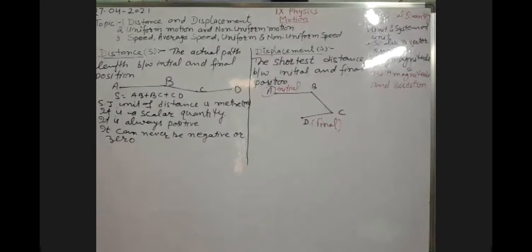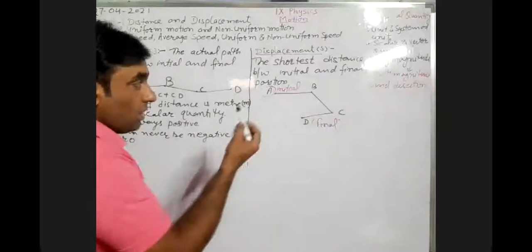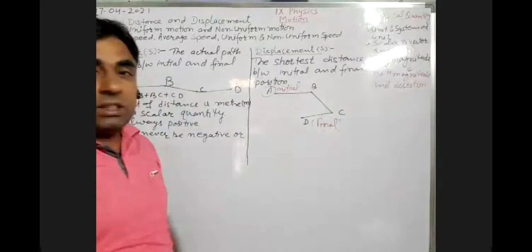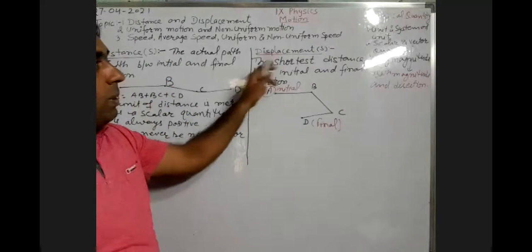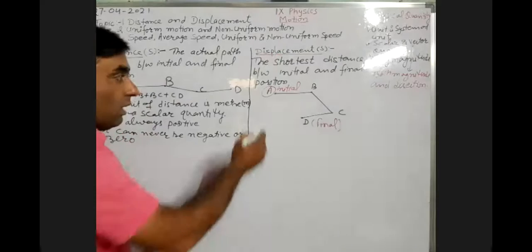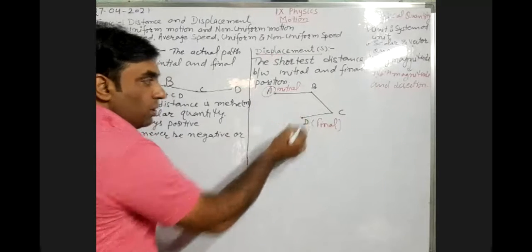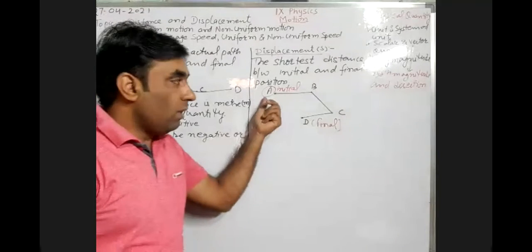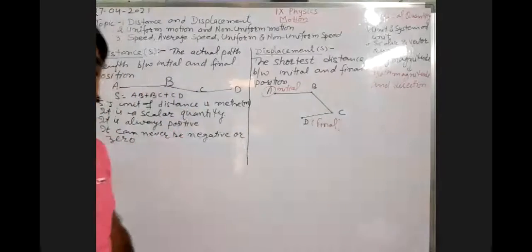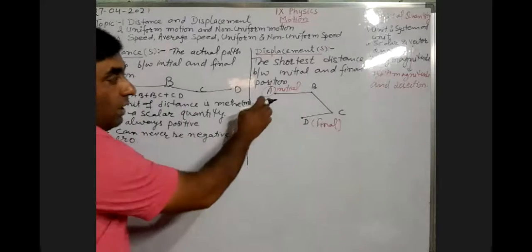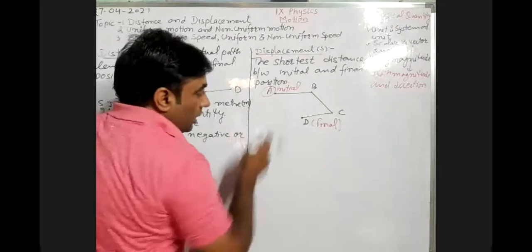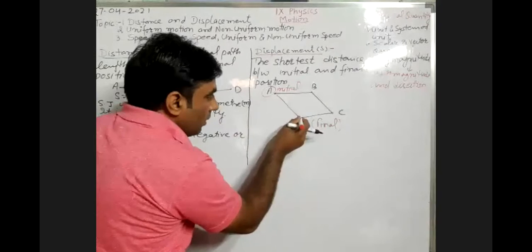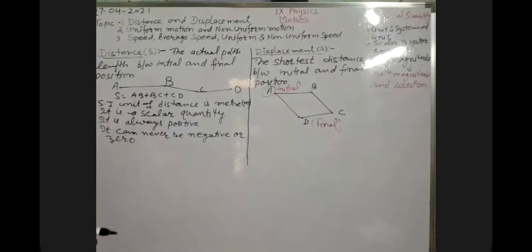Now what is the distance? Distance is AB plus BC plus CD. Now what about displacement? Displacement means initial position and final position. We are just considering 2 points, one initial point and then the final point. And what is the shortest distance between A and D? This is the shortest distance, from A to D. So what is the displacement? Displacement is AD.